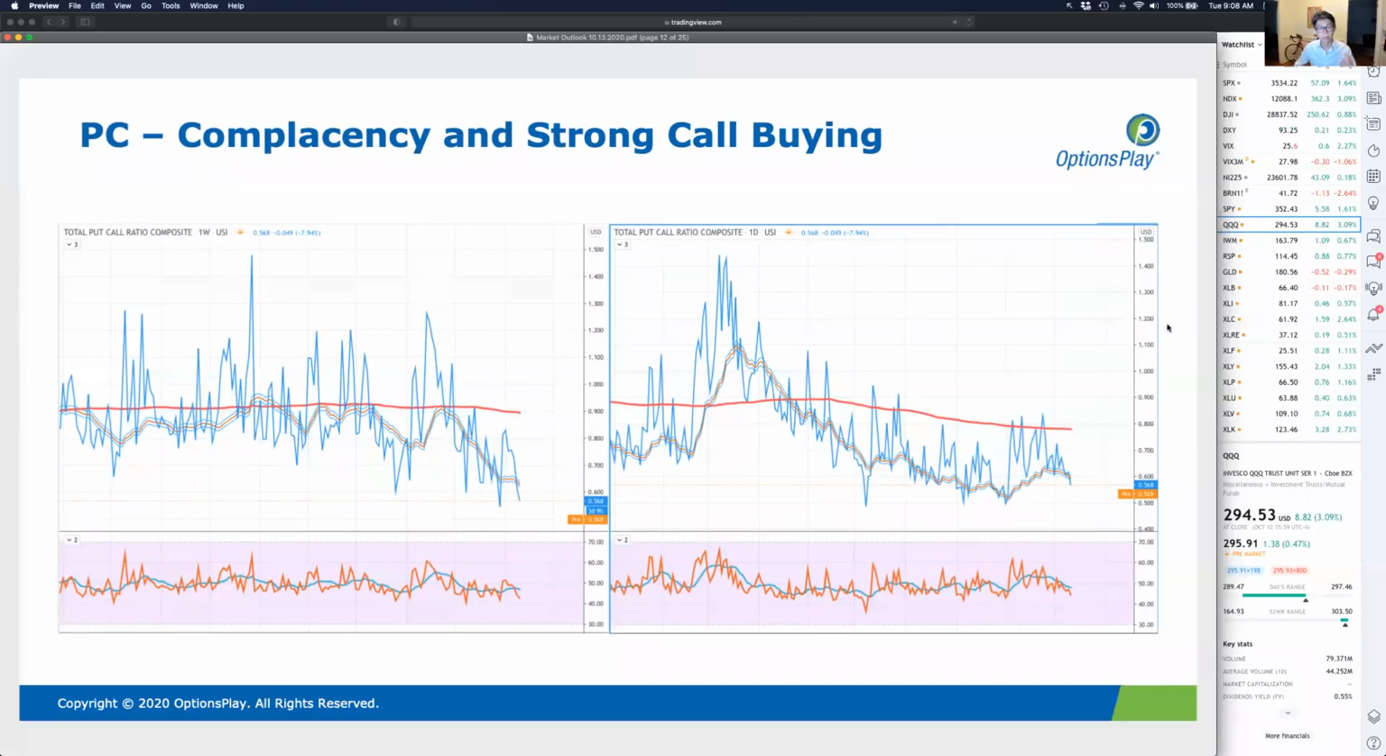Some of that is the complacency that we saw near those September highs, where a substantial amount of call buying wasn't coincided with a substantial amount of put buying. We're seeing put call ratios starting to trend back down, meaning a substantially higher amount of call buying versus put buying. And as you can see, that ratio was 0.56 yesterday, so almost double the amount of call buying versus put buying.